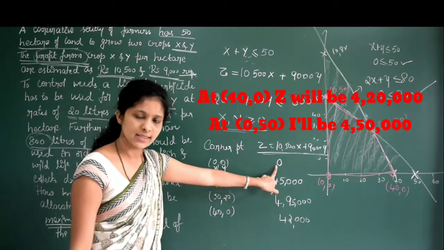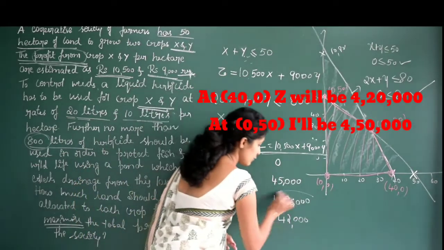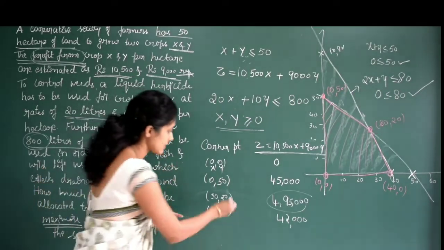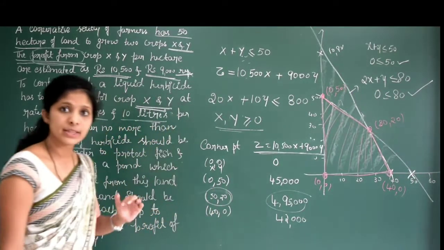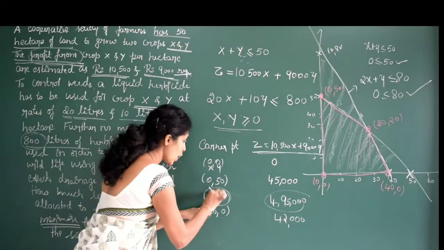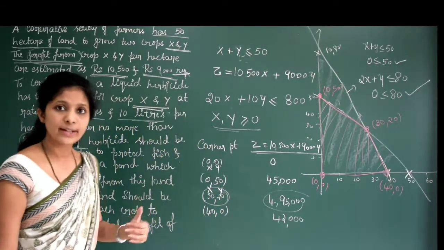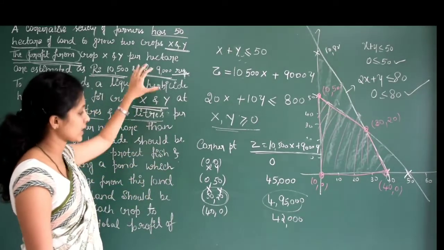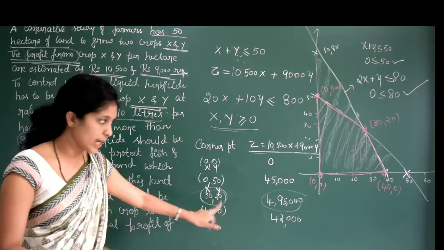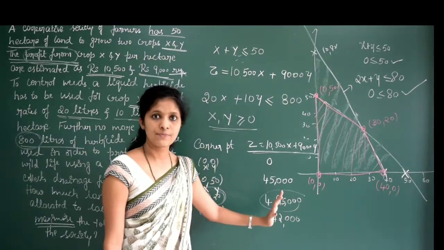Substitute there, you will get this as 0. This is 45,000 and this is 4,95,000. See the difference between these. Then this is 42,000. So they will get the maximum profit at the point (30, 20). I mean they need to allocate 30 hectares for crop X and 20 hectares for crop Y. Is it clear? Finally, you write: to get the maximum profit, they need to allocate 30 hectares for crop X and 20 hectares for crop Y, and the maximum profit will be 4,95,000. Okay?